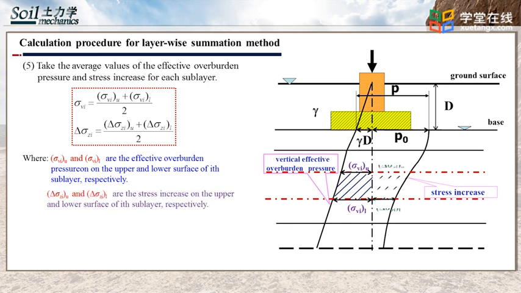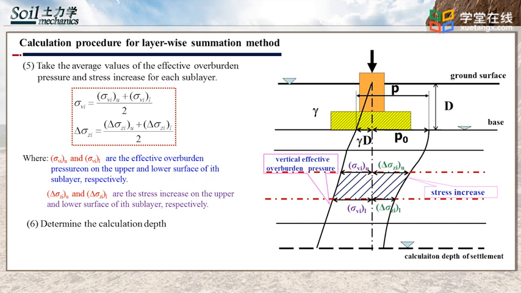Delta sigma ZiU and delta sigma ZiL are the stress increase on the upper and the lower surface of the i-th sublayers respectively. Step 6. Determine the calculation depth. Theoretically, the stress increase transmits to an infinite depth of the ground. However, in reality, when the settlement of the ground is calculated, only a limited thickness of soils is considered, which is called the compressible layer.